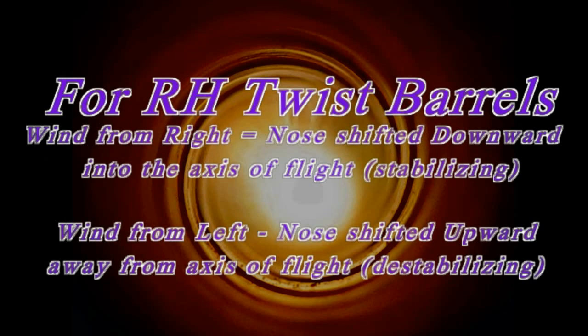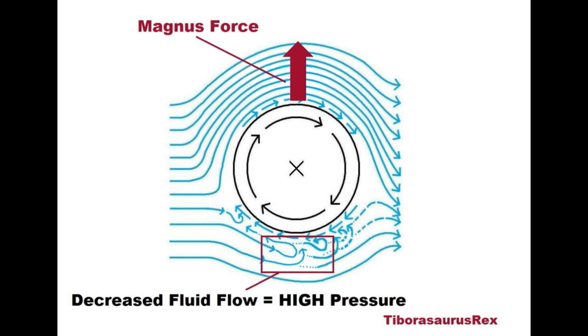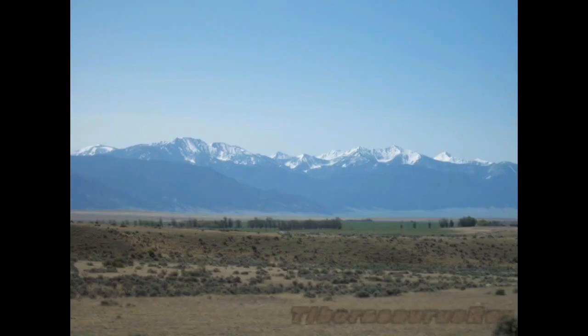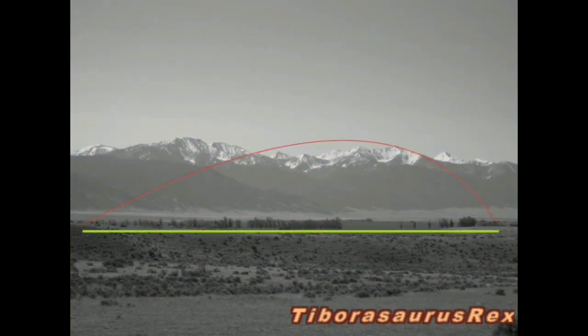Now, conversely, with a wind from the left-hand side on a clockwise bullet, a right-hand twist, the nose is going to be shifted upwards away from the axis of flight. So a wind coming from the left is going to act to destabilize the bullet. It's going to increase the negative effects of those trackability problems we discussed earlier, where the bullet's coming kind of belly down through the air. It's going to be even worse if you have a wind from the left. So that's something to be aware of.